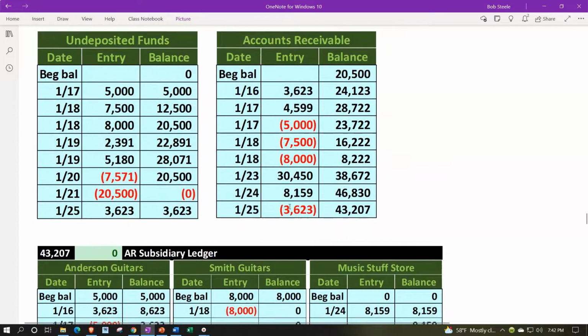Here's the GL related to them. Undeposited funds was at zero. It went up to the 3,623. And then accounts receivable was at the 46,830, goes down by the 3,623 to 43,207.